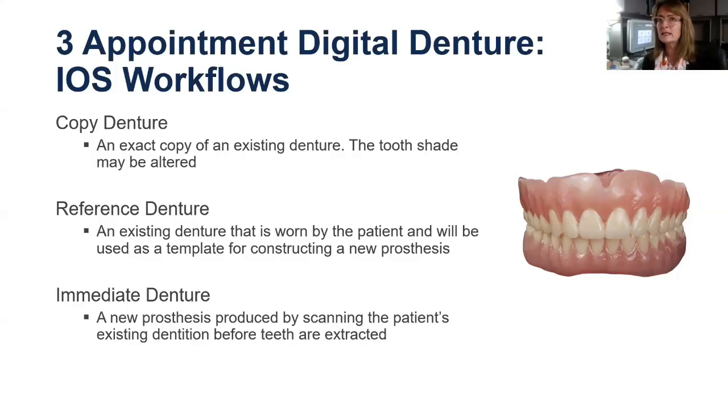And then the immediate denture. So what's an immediate denture? An immediate denture is a patient that has some existing teeth. You're going to scan both the maxillary and mandibular arches, get a bite registration, and then you're getting a denture back at that appointment when you are extracting the teeth as well.